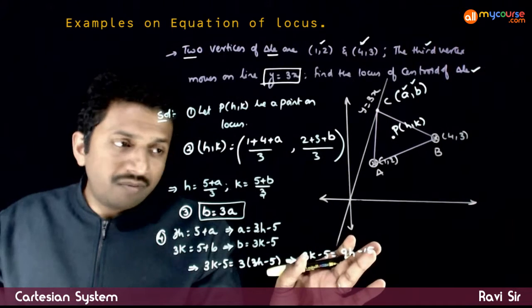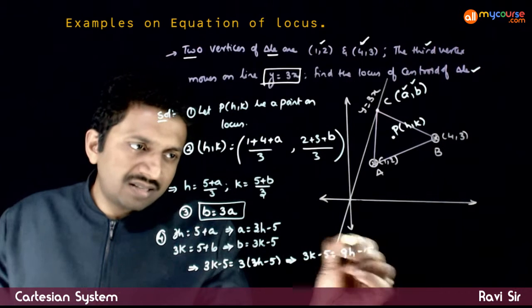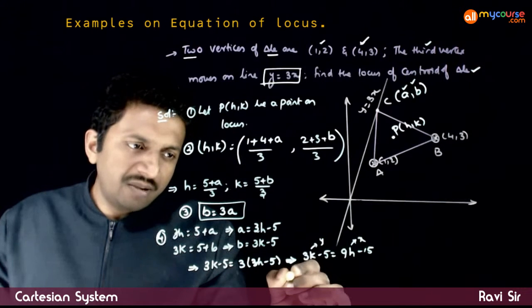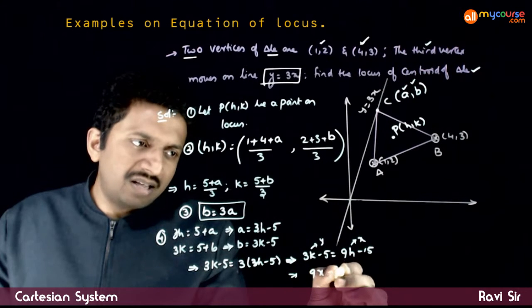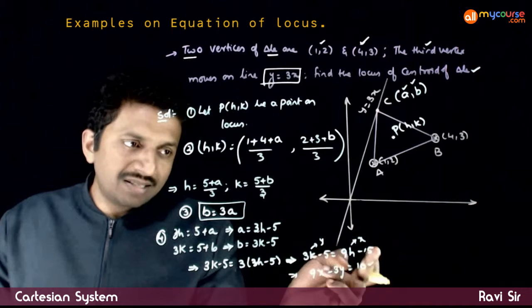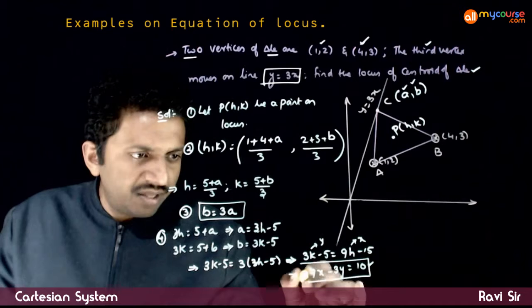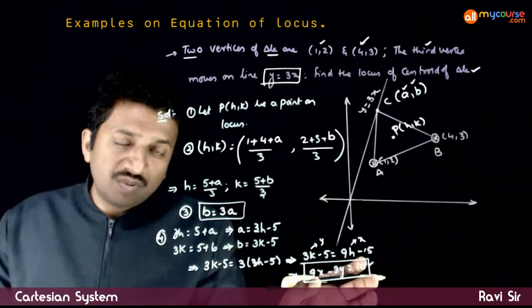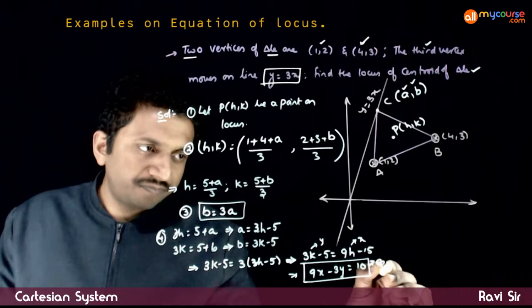Once you have the equation in terms of h and k, just replace h with x and k with y. This implies 9x minus 3y is equal to 10. 9x minus 3y is equal to 10. So this will be the required equation of the locus.